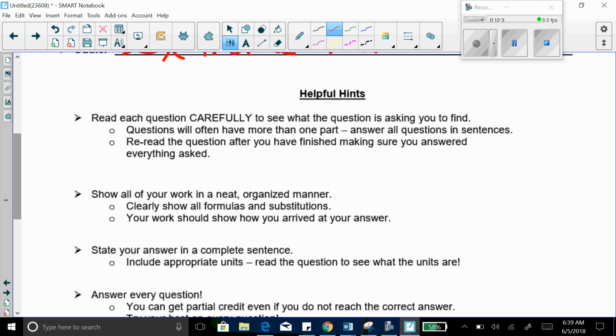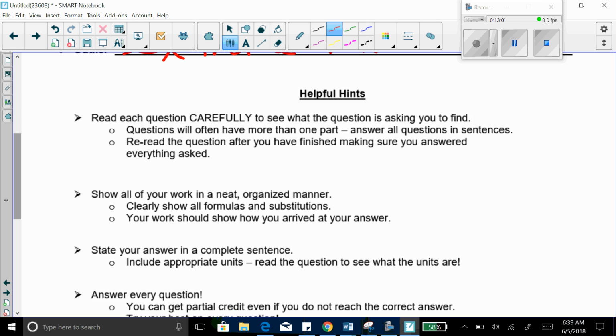Helpful hint number 1: please read each question carefully to see what the question is asking you to find. The questions often have more than one part. You must answer all the questions in a sentence. Remember, we talked about how you can't simply say X equals 2. You need to actually say there are 2 dogs at the shelter. You have to answer it as if somebody doesn't know math. Reread every question after you finish, making sure you answered everything that was asked.